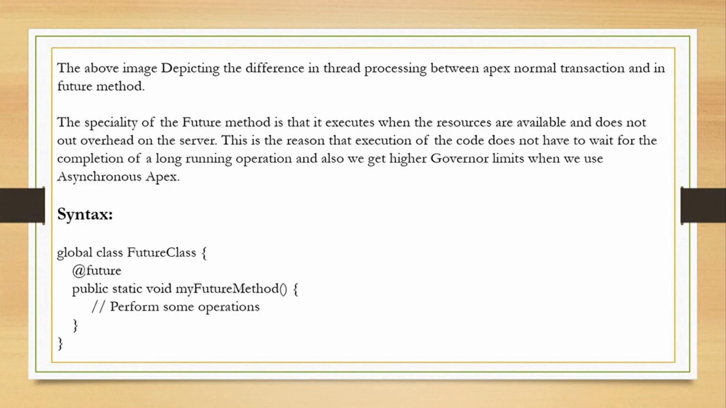And also we can get higher governor limits when we use asynchronous Apex. Okay, here is the syntax of a global class future class, that is @future public static void myFutureMethod.